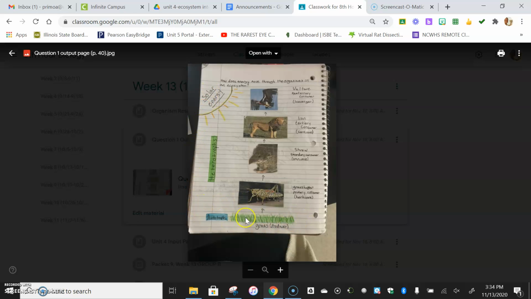They're the ones that can make their own food. Everything else is a consumer because it has to consume something else to get its energy. It cannot make energy on its own. The word autotroph and producer are interchangeable. So you might hear these referred to as producers or autotrophs. Just know that they mean the same thing. Heterotrophs and consumers also mean the same thing.